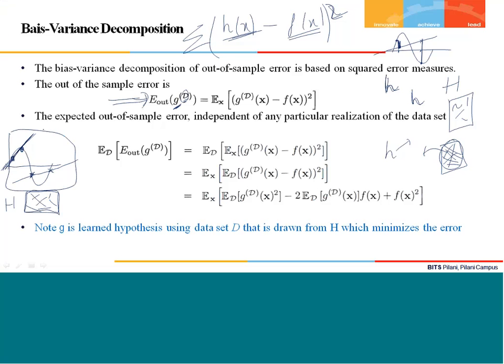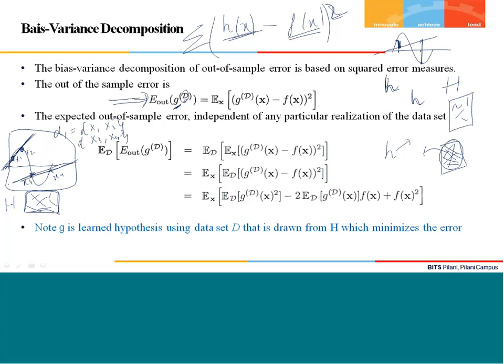Let's say these 2 points x1 and x2, you are denoting by D1. So x1 and x2. Now next time somebody changes this data set and gives you x3 and x4. So now your data set points are x3 and x4, and you will get this line. So every time you change the data set, your hypothesis will get changed.